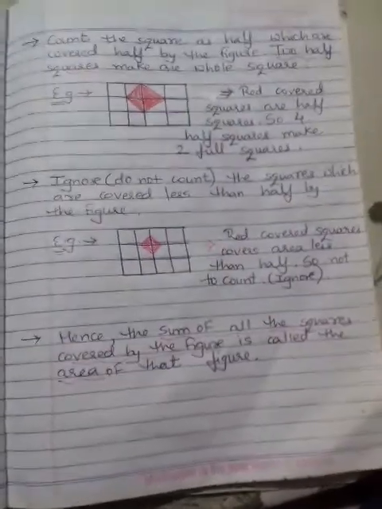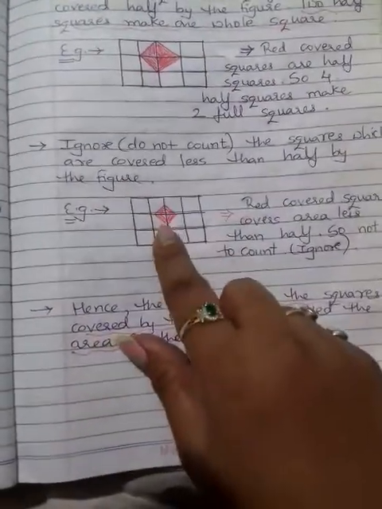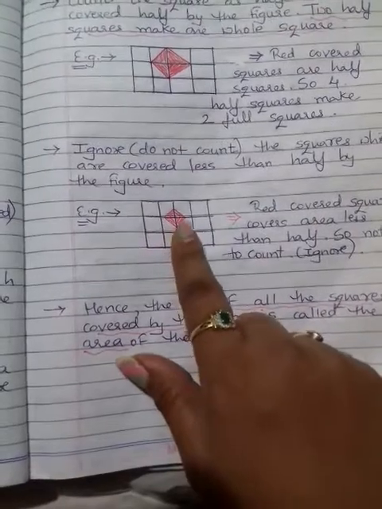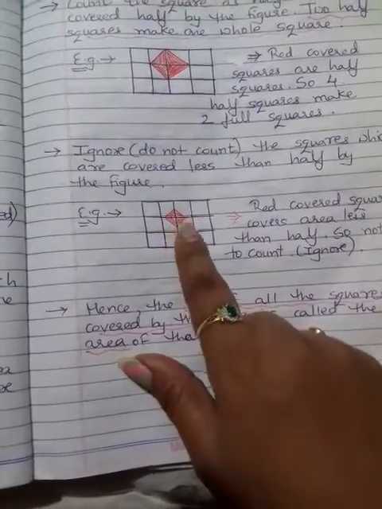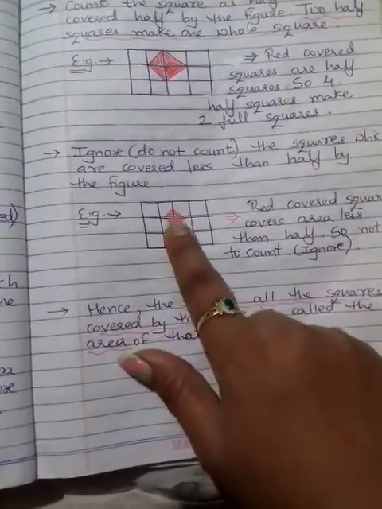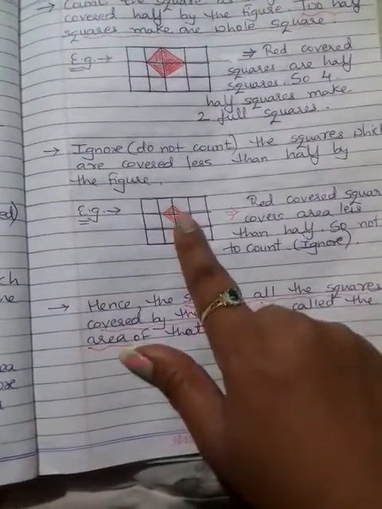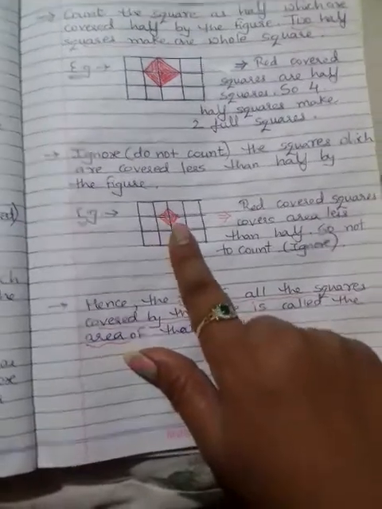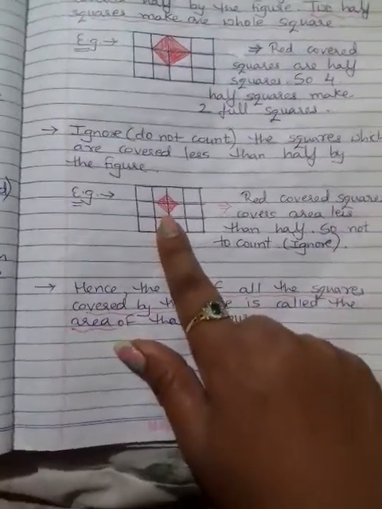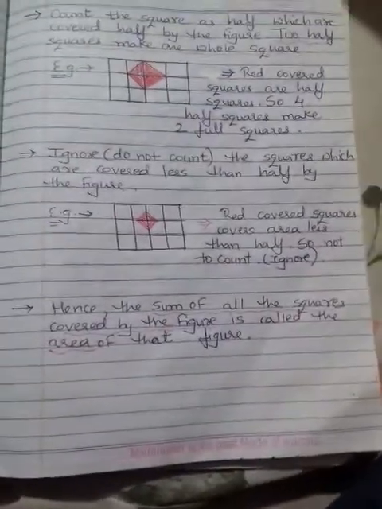Now the fourth point, ignore or do not count the squares which are covered less than half by the figure. Here again in an example you can check where a very small amount of area is covered by the red color. This is not to be considered at all. It is less than half. You can see this is not exactly half, but it is less than half. So you are not supposed to count it in the squares.